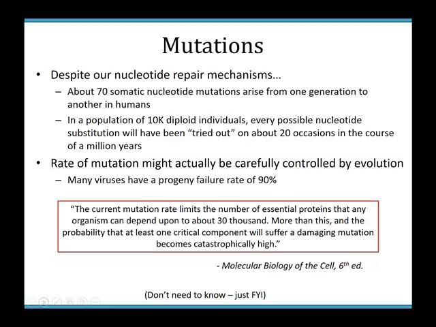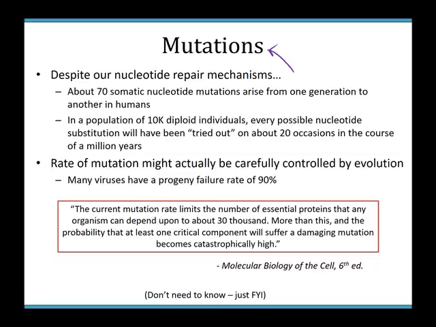Okay, so during DNA replication, we do make mistakes, right? In fact, the mistakes made during DNA replication are one of the biggest sources of what are called mutations. So mutations are changes in nucleotides, and despite our huge ability to repair mutations, they still persist. About 70 somatic nucleotide mutations, so this is just in our somatic cells, as one somatic cell divides into another somatic cell, about 70 mutations will arise every time a cell divides.